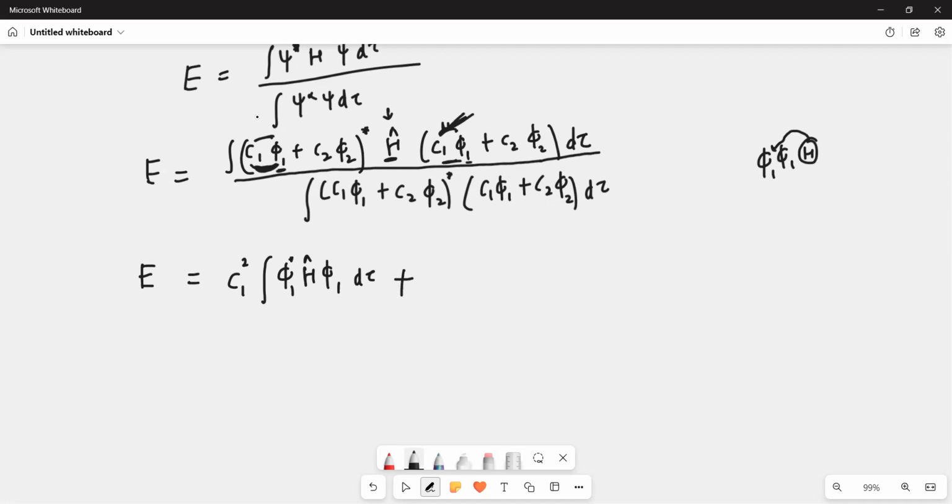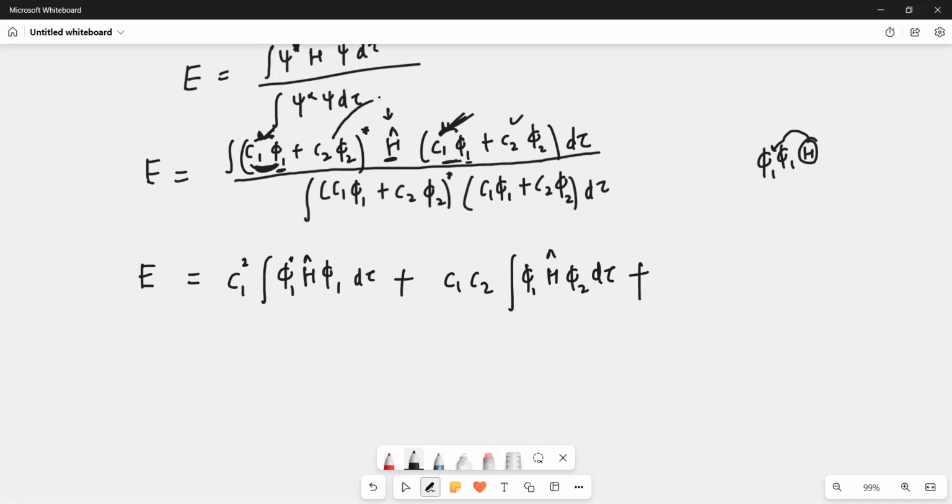Second, we will multiply this term with the second. So here we have C1 and C2, integration, phi1 wave function, and this Hamiltonian we have to write over here, then phi2. Is it clear?